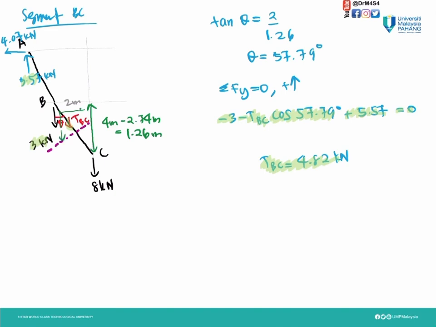Please remember, because we take this half and our TBC we have to resolve into X and Y directions. That's why when we calculate summation of Fy, we didn't take this 8 kilonewton, because we already cut this into half.